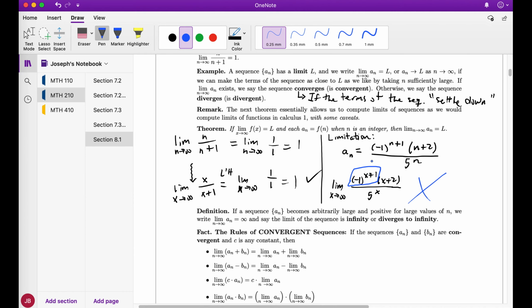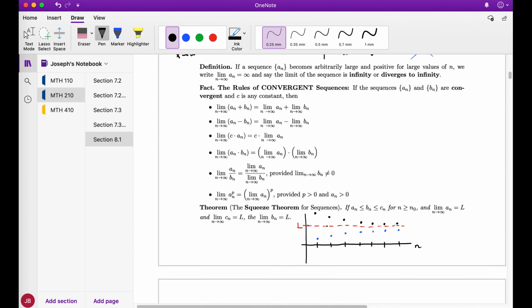So anytime you have something like this alternating, and there are other examples out there with factorials and so forth, you have to use different methods. But for now, if there is no alternating part, if it just looks like a normal function, but with n's instead of x's, then you can just use your usual Calc 1 methods to find the limit.